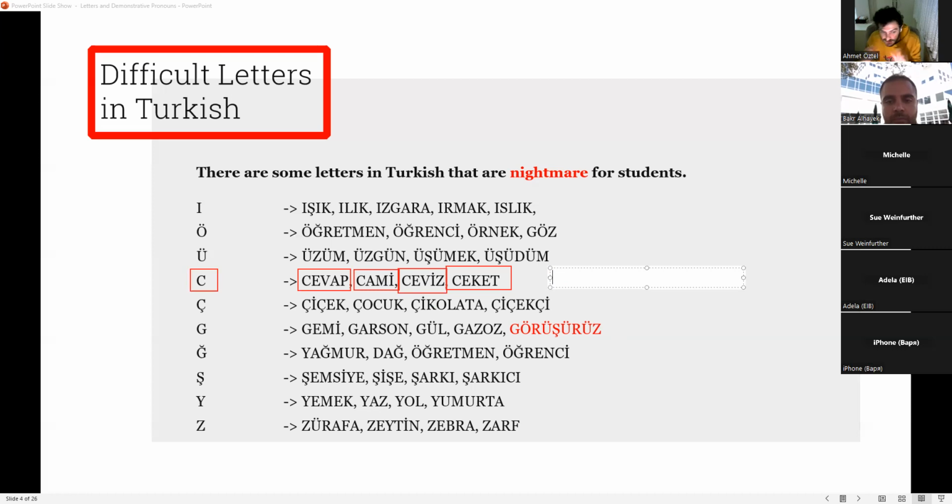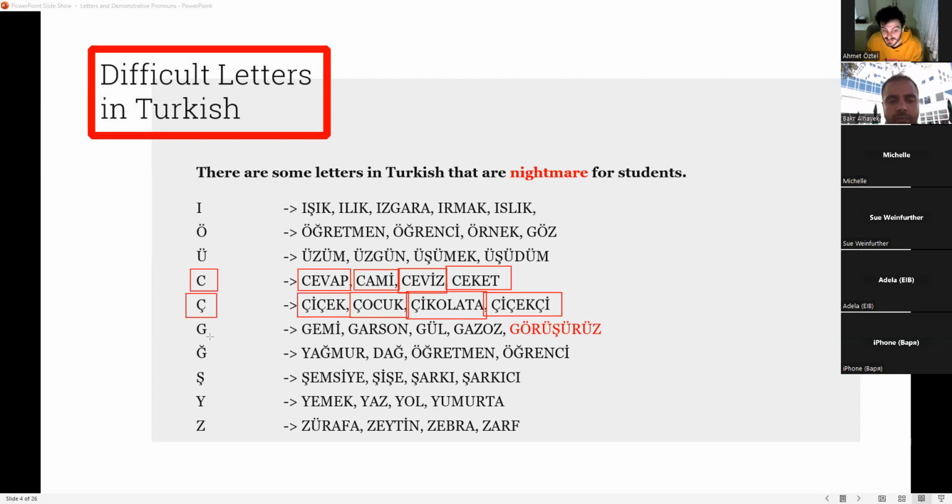And then we have a very similar sound that is close to J, but this one has a little tail under it, and this is the one that you have to pronounce sharp. It's che. Çiçek, çocuk, çikolata, çiçekçi. It has to be strong so that we can differentiate if you are saying che or je.